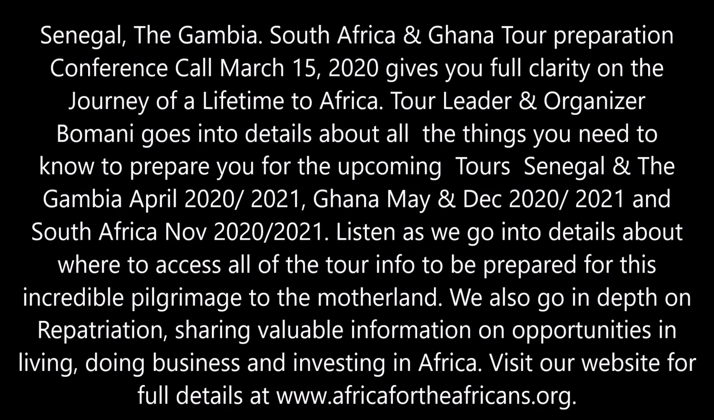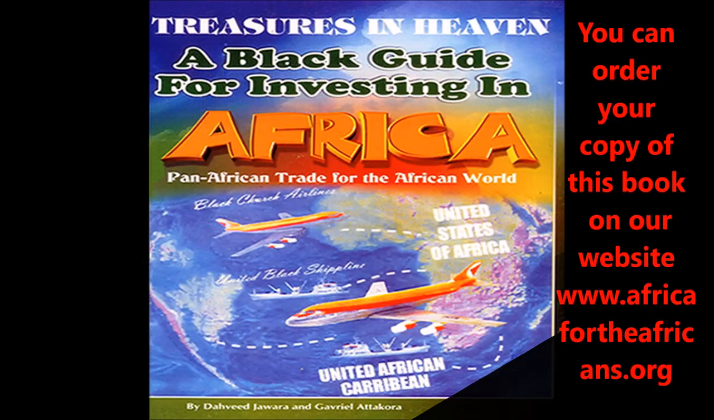So what I'm going to do is go to our website, africafortheafricans.org. Once we get to the website, you go to the main menu, and you can click on any of the tour links. In this case, we'll click on Senegal and the Gambia, April 2020. Once it opens up, it gives you a list of articles. This website is designed more for you to look at articles and detailed information about the tours. It's not so much about anything else more than this. Details that we can all operate from.